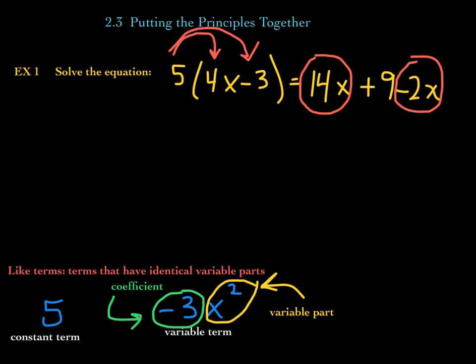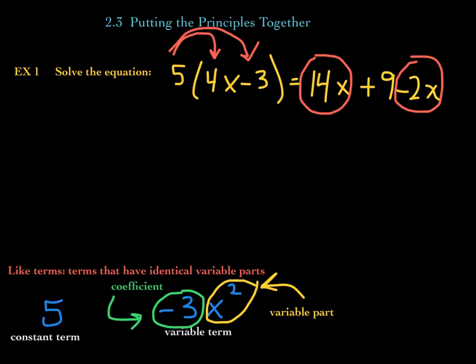So let me go back to like terms. These two terms, 14x and -2x, by the way, the sign in front of the term belongs to the term. So you would say the coefficient here is -2. But anyway, these two terms are like terms because their variable parts are identical. You got x to the first power. That one up here is invisible, but it's there. And you have -2 times x to the first power. So because their variable parts are identical, you can combine them.